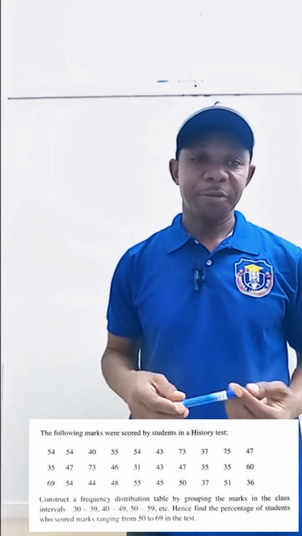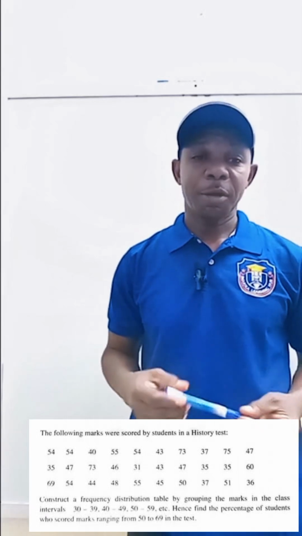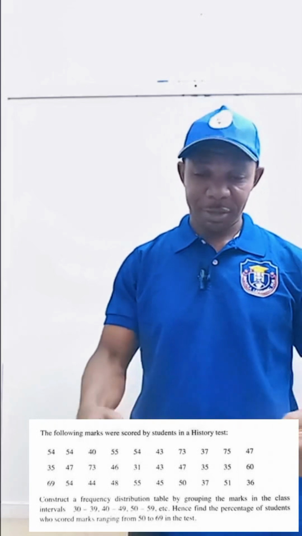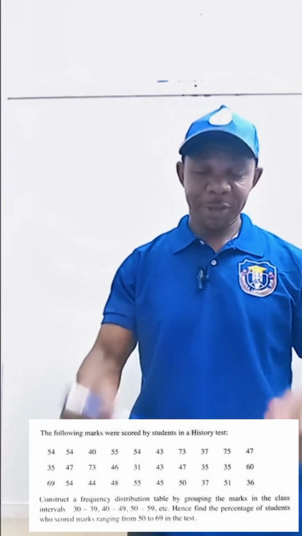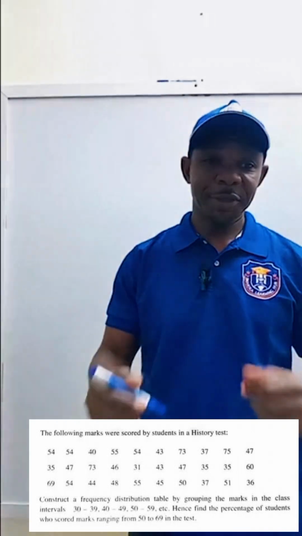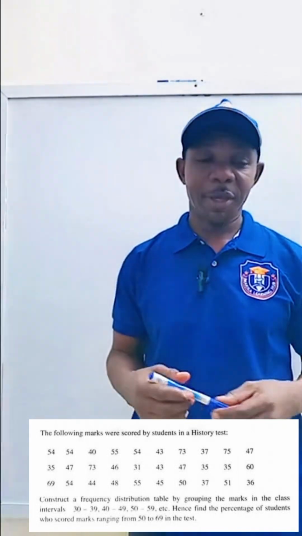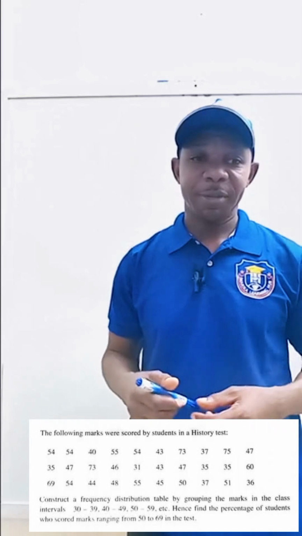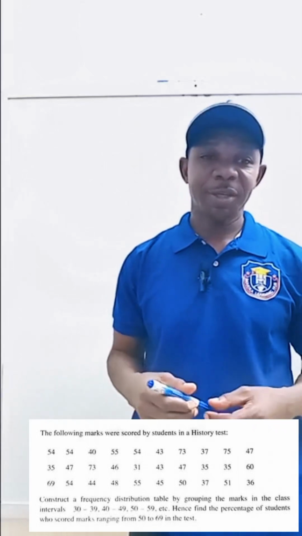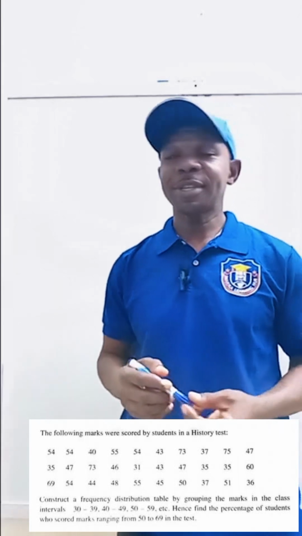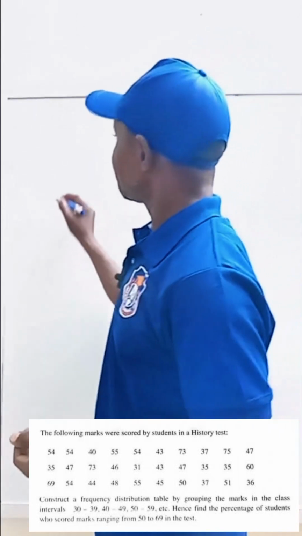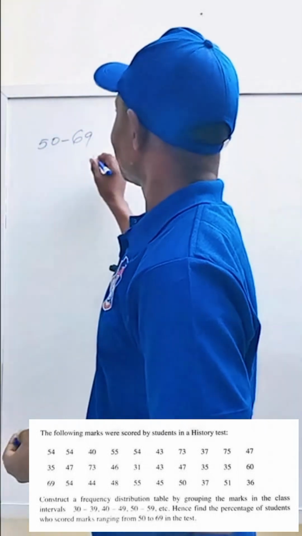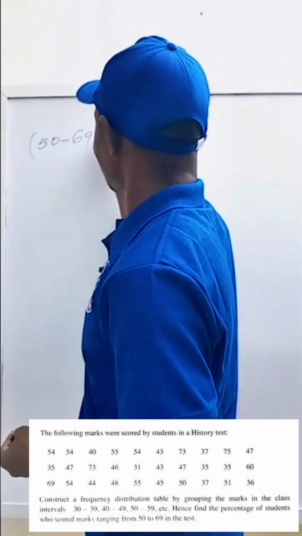You're supposed to construct a frequency distribution table by grouping the marks in the class intervals of 30 to 39, 40 to 49, 50 to 59, etc. Hence, find the percentage of students who scored marks ranging from 50 to 69. You're supposed to get the percentage of how many students are here.